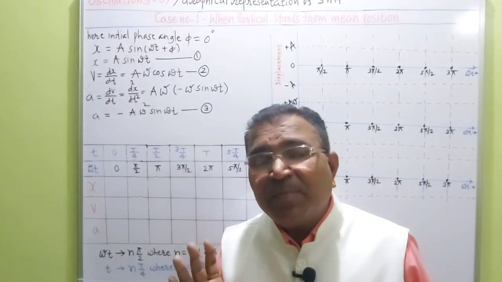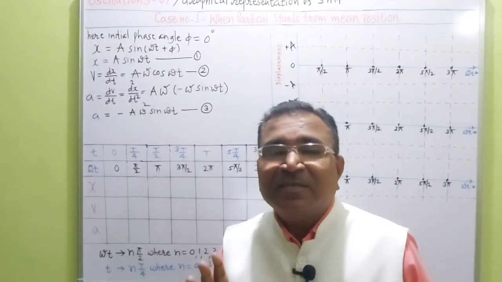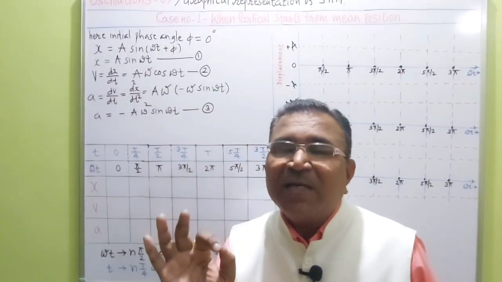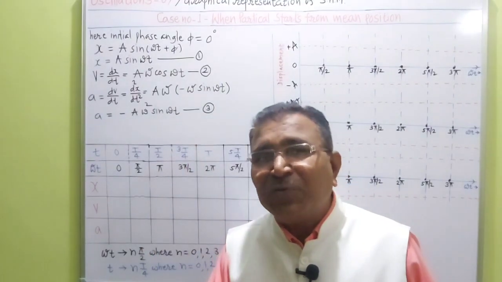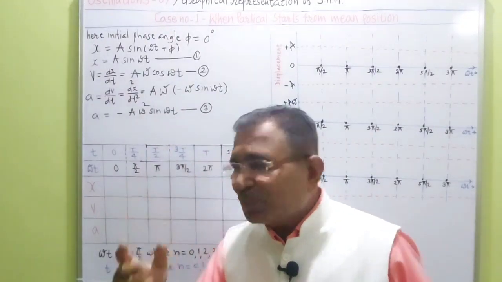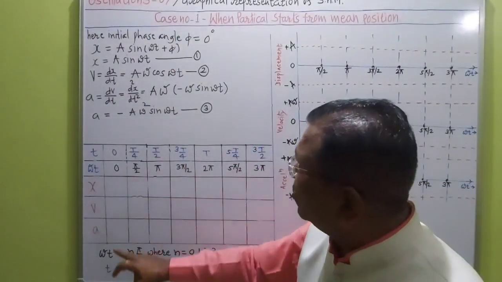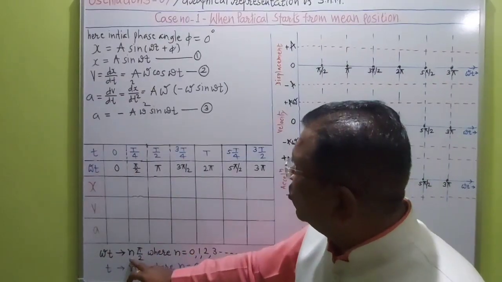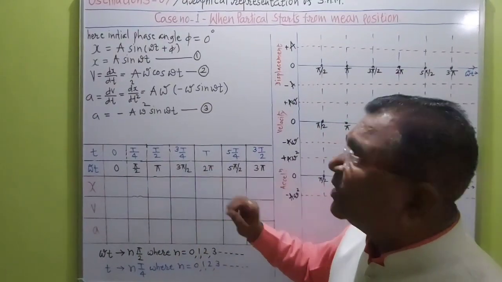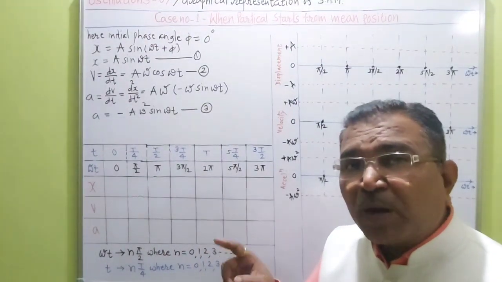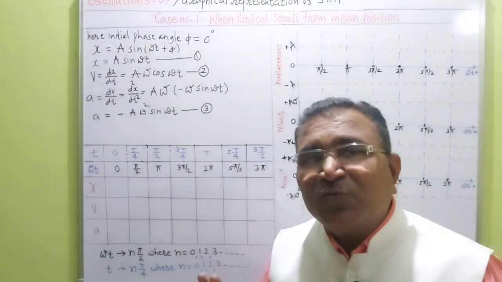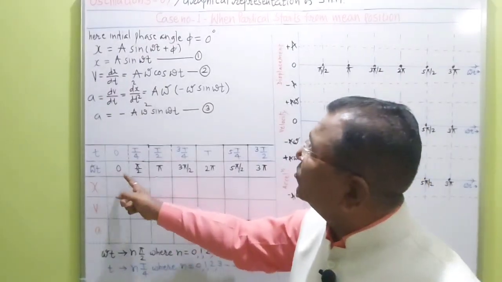This can be written without any difficulty by remembering the formula. Omega t stands for n pi by 2, where n is equal to 0, 1, 2, 3, 4 and so on. Put n is equal to 0: 0 pi by 2, 0. 1 pi by 2, pi by 2. 2 pi by 2, 2 gets cancelled, pi. 3 pi by 2. 4 pi by 2, we get 2 pi. 5 pi by 2. 6 pi by 2, we get 3 pi. So in this way we have written this chain.